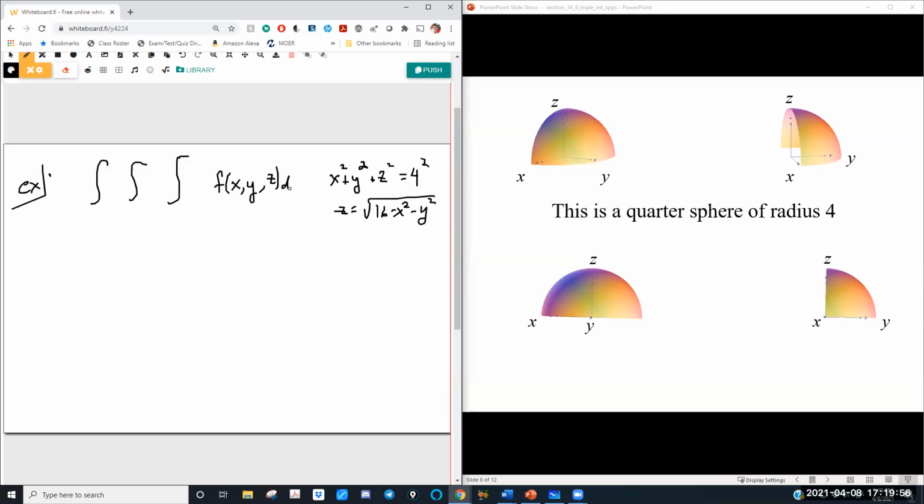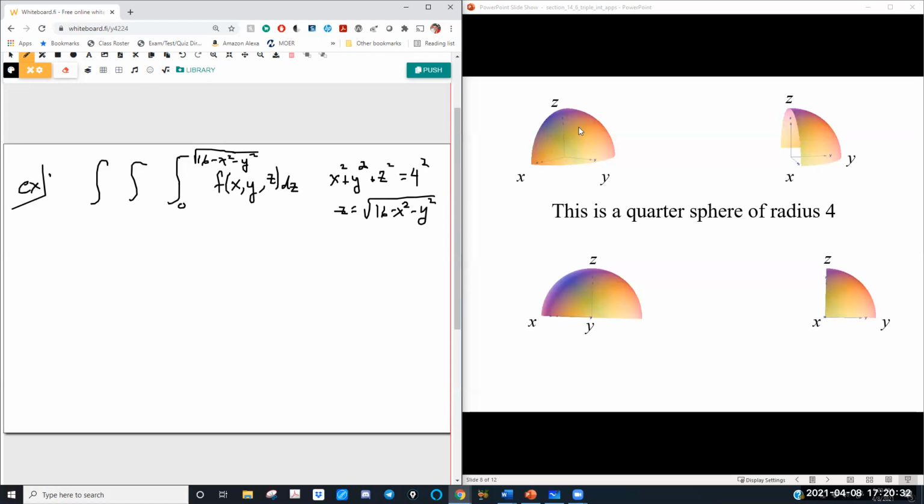So we're going to do Z first, and Z is going to go from 0 up to the sphere, which is square root of 16 minus X squared minus Y squared. All right, we're done with the first limits of integration. And honestly, if you can do the first limits of integration, it gets easier because the rest is like setting up the limits for a double integral, which you guys already have practiced with.